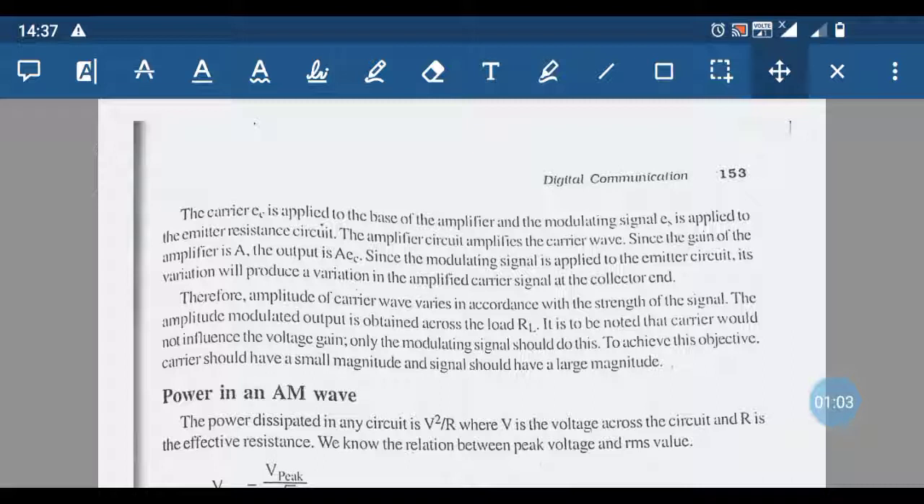Only the modulating signal should do this, and to achieve this objective, the carrier should have a small magnitude and the signal should have a larger magnitude.